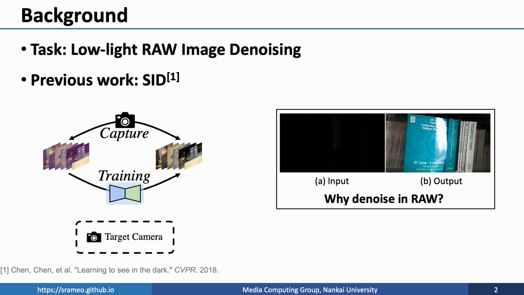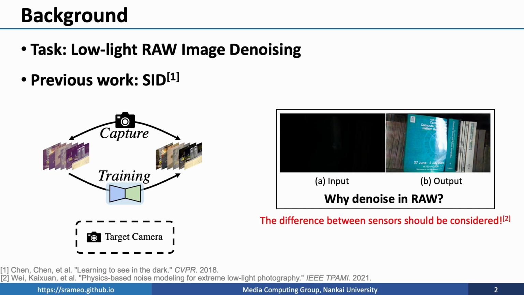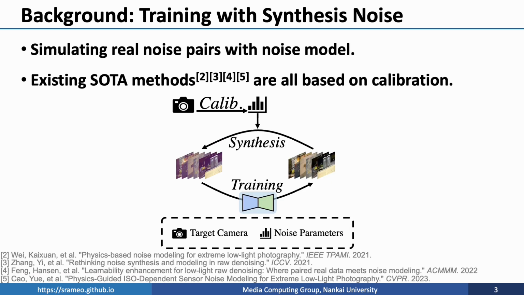Due to tractable primitive noise distribution and higher bit depth for differentiating signal from noise, raw images are preferred in several scenarios. Previous work SID focused on real noise-based methods. Nevertheless, the difference between sensors should be considered, so dataset recollection for each sensor is required. Due to the high cost of recollection, simulating real noise pairs with a noise model is considered in the denoising process.